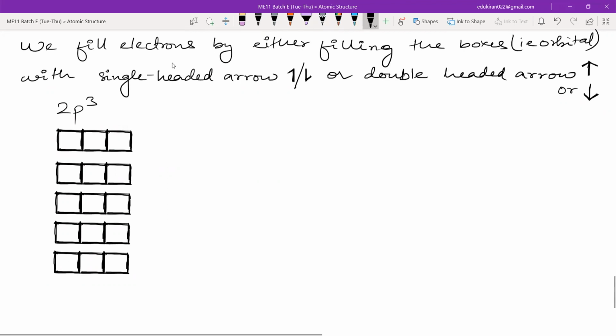Now 2p3 means in the 2p subshell we will fill 3 electrons. So how many electrons can we fill maximum in the p subshell? 6 electrons, but we will fill 3 electrons because 3 is required. We will see some examples of electronic configuration just after this, and you will understand more clearly. Now here I can fill like this: 1, 2, 3. We have filled the 3 electrons.